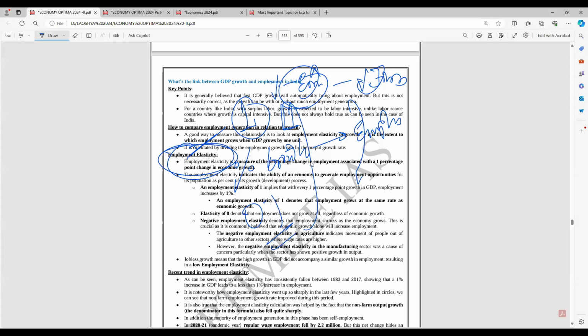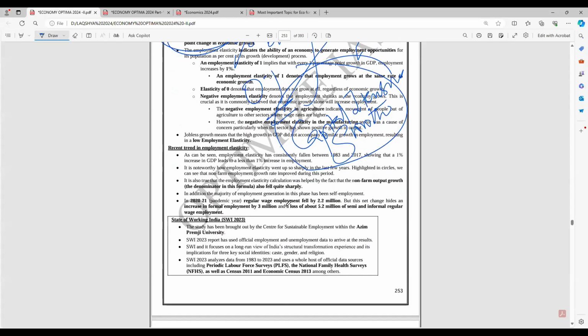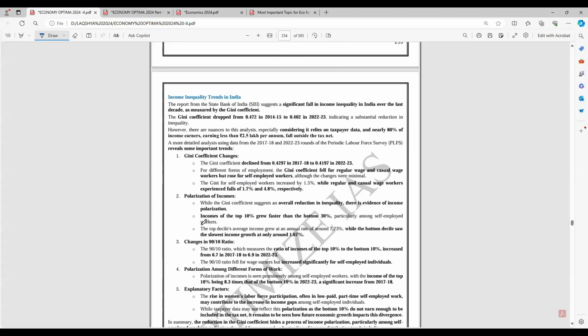Why? Because we are having capital intensive growth, not labor intensive growth. I hope you know this. So guys, after 1991, what has happened is that labor intensive growth has not been there. Capital intensive growth is there. That is why we have jobless growth. Jobless growth. Next.